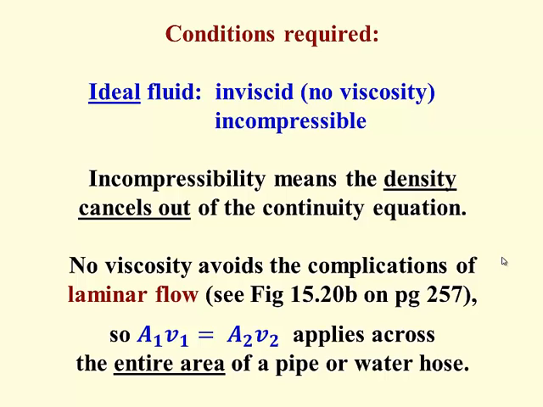No viscosity gets rid of another problem. Laminar flow, which is shown on page 257 of the textbook, means that the velocity profile is not constant all the way across a pipe. But if you have no viscosity, you won't have that problem. The fluid won't have any friction with the surface. It flows completely freely, and you can say that A1V1 is equal to A2V2 across the entire area of the pipe or hose. And again, you don't have to break it up into little flow tubes, each of which has the same velocity, because the velocity profile is completely flat.